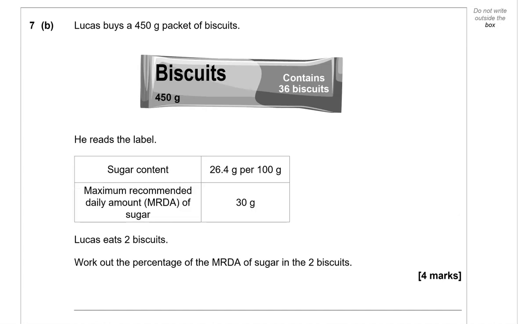Lucas buys a 450-gram packet of biscuits. He reads the label. Sugar content 26.4 grams per 100 grams. Maximum recommended daily amount of sugar 30 grams. Lucas eats 2 biscuits. Work out the percentage of the MRDA of sugar in the 2 biscuits. So let's find out how much sugar there is in the 36 biscuits, the whole pack, which weighs 450 grams.